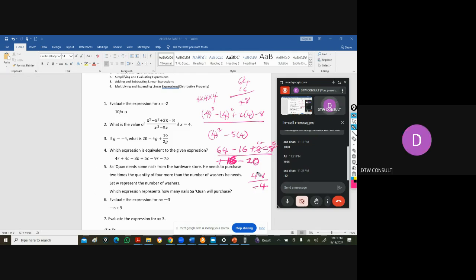So from here, we have 48 divided by a negative 4. Let me copy this one. Don't erase it. What's 48 divided by 4? That's going to give us 12. Then what sign will it take, positive or negative? Ali, what sign will it take? Positive 48 divided by a negative 4. Negative 12, we know that. Good. I just want to know if you still remember. So negative 12 is our answer here. Good job, everyone.